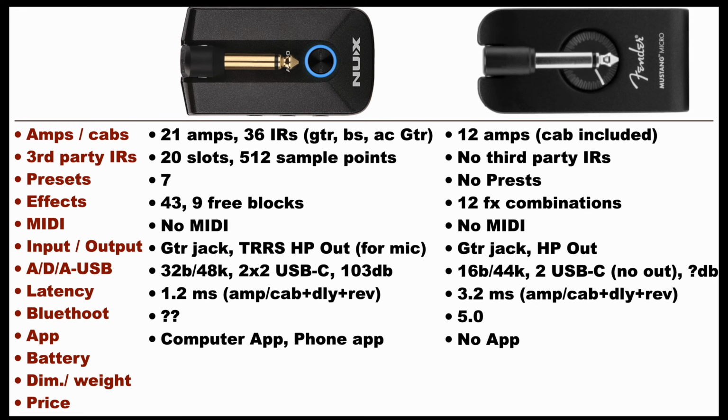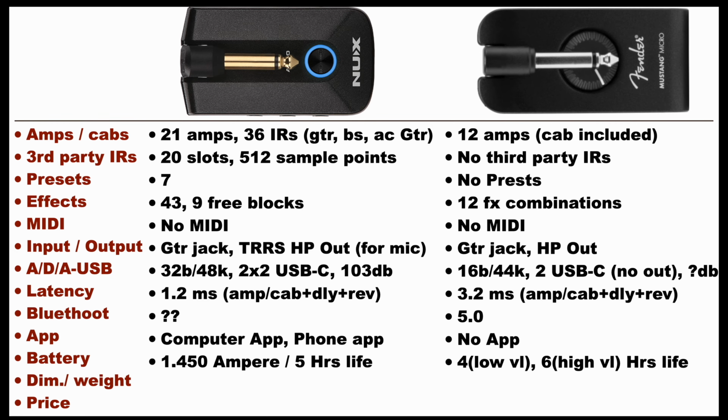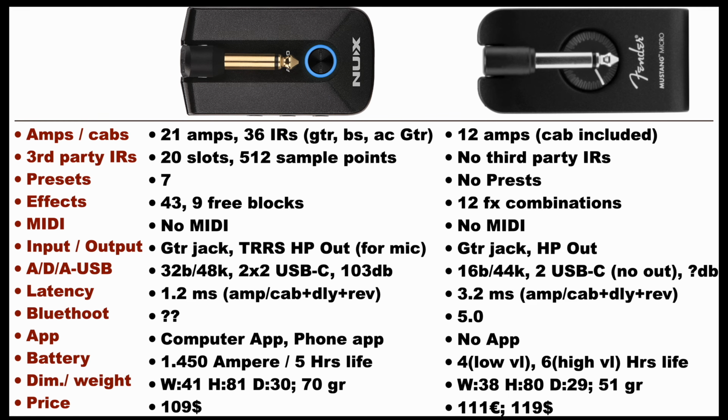The battery of the Mighty Pro should last for 5 hours, whereas the one of the Mustang Micro lasts 4 hours at high volumes and 6 hours at low volumes. The Mighty Pro is a little bit heavier, even because it seems a little bit more robust compared to the Mustang Micro, which feels very plasticky and cheap. Finally, the price. It is basically equal for both the units at around 110 bucks.